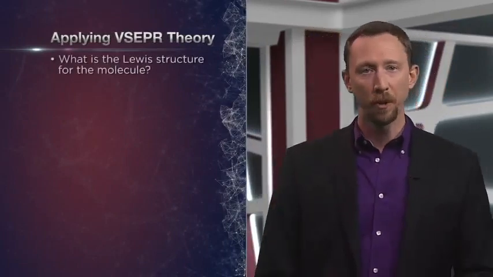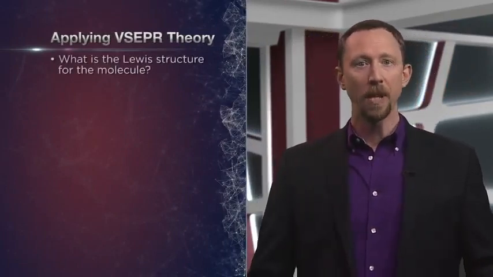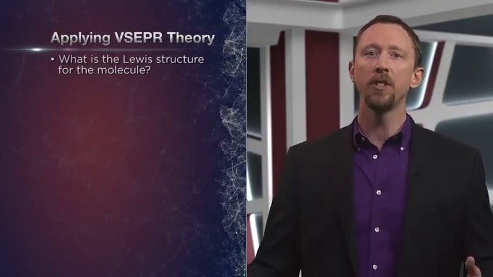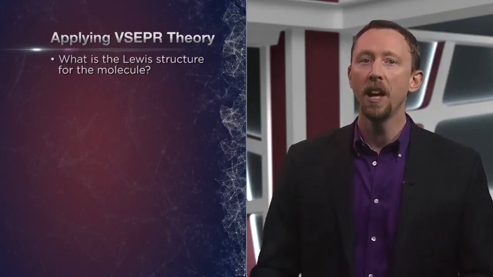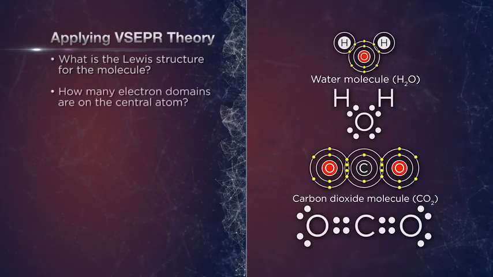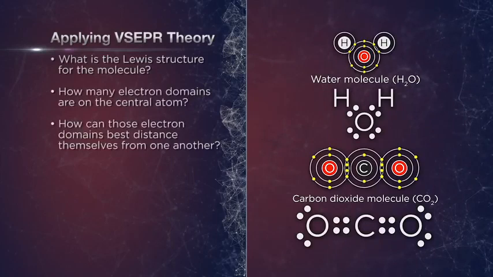The first of these questions is, what is the Lewis structure for the molecule? We simply apply what we've already learned about how to construct a Lewis structure, and this helps us to determine the central atom and the connectivity of the other atoms in the molecule. So here are the Lewis structures for water and carbon dioxide as we previously determined them. Now the second question, how many electron domains are on the central atom? And finally, our third question, how can those electron domains best distance themselves from one another?